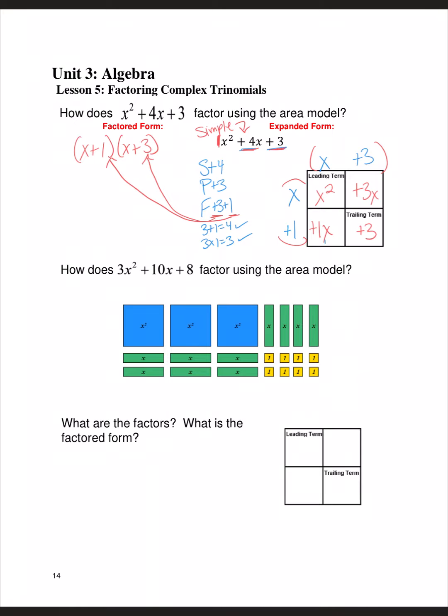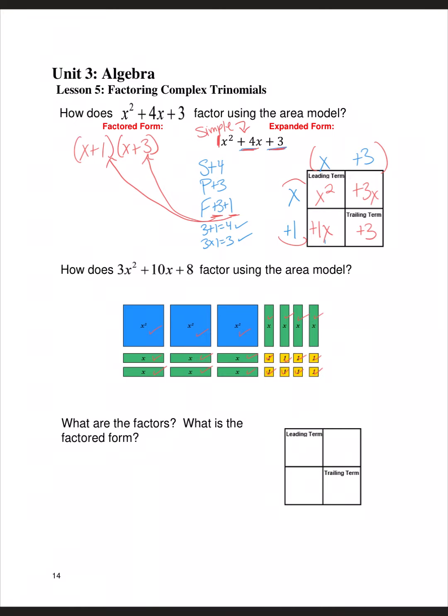I start here with those algebra tiles we looked at in the previous day's lesson, and I have 3x squared, so 1, 2, 3. And if you count how many x tiles, I have 4 across the top, and I have 6 across the bottom. So that represents my 10x. And then finally I have 8 ones, and they've already been arranged here so that they're in a rectangle. We can see that this is how you'd have to lay them out so that they would fit within a rectangle, so we can make that area model.